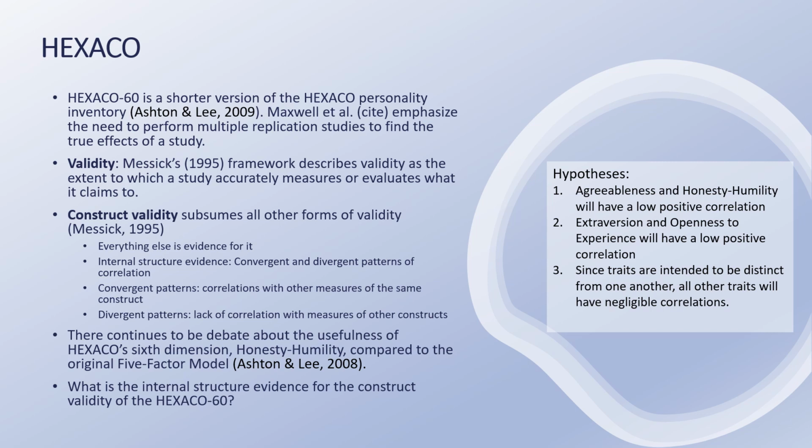One such type of evidence is for the internal structure, which can be found by looking at convergent and divergent patterns of correlation. Convergent patterns refer to correlations with other measures of the same construct, while divergent patterns refer to a lack of correlation with measures of other constructs.